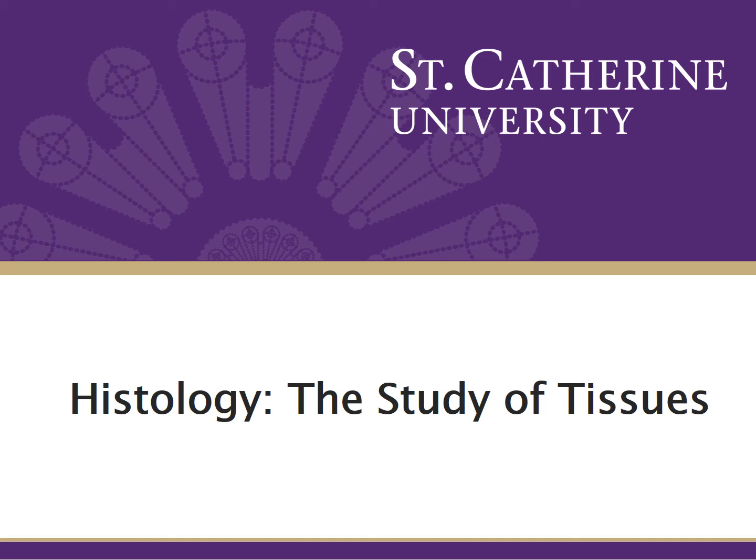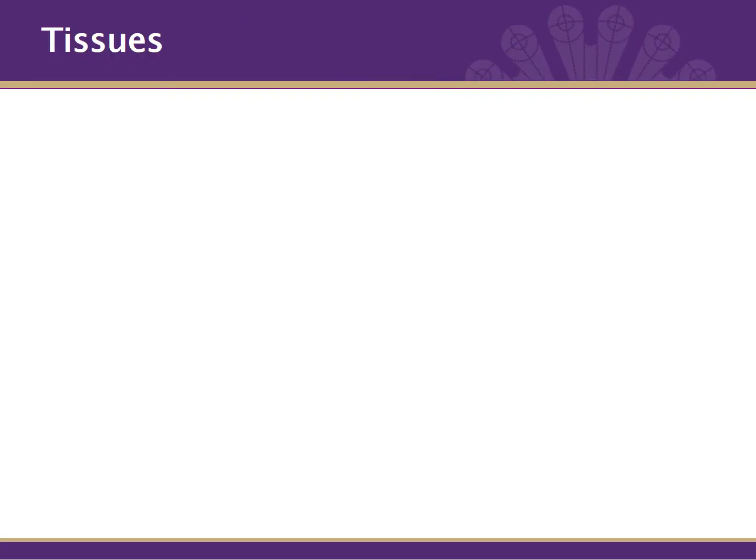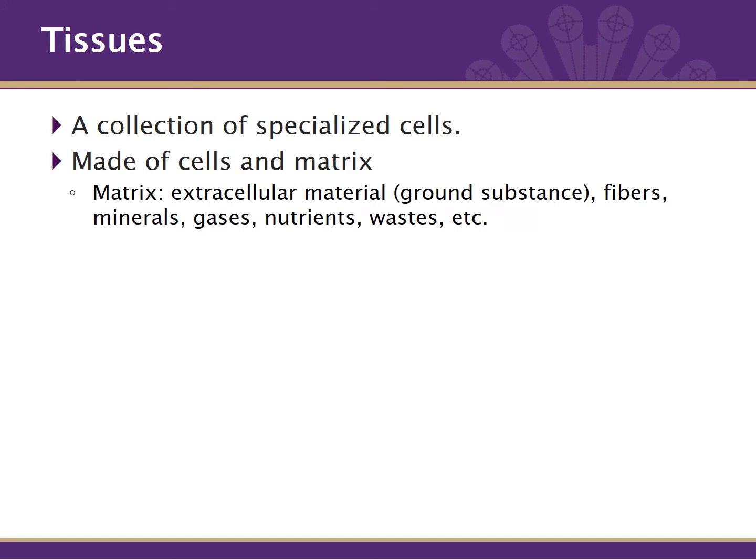Histology is the study of tissues. Tissues are made up of a collection of specialized cells which perform the same function. They are formed by cells and matrix. The matrix is the extracellular material, the material that surrounds the cell. It is composed of fibers and a clear gel-like substance, extracellular fluid or ground substance, and contains minerals, gases, nutrients, wastes, and other chemicals.